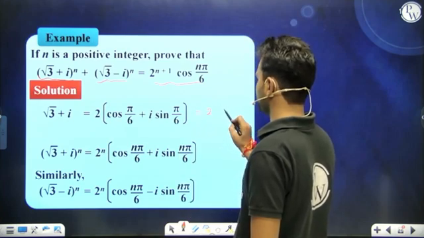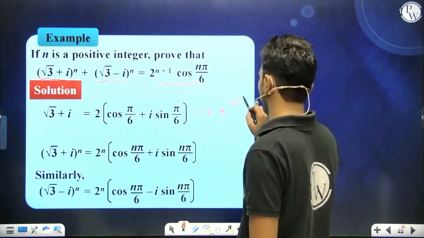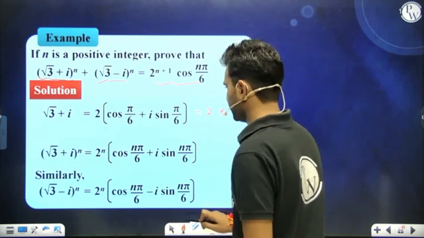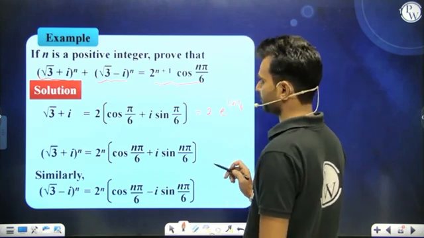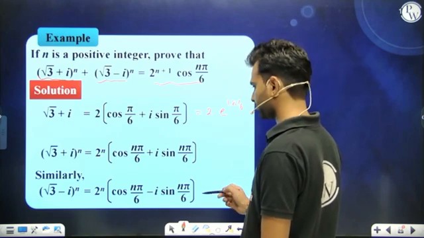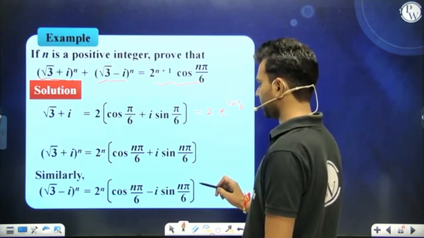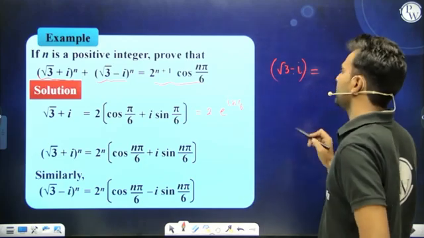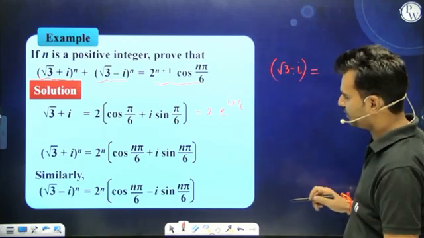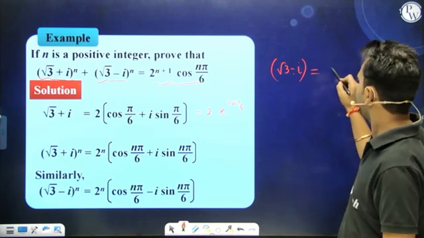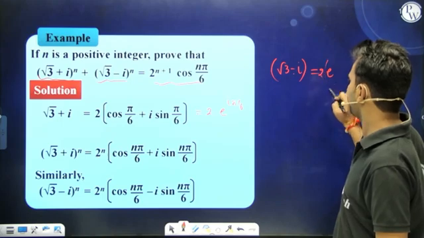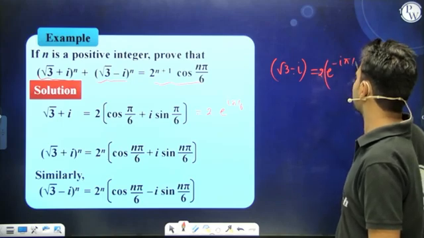Or 2 times e to the power iπ by 6, the whole power? Yes, we can write it like this. And similarly, if we talk about this √3 − i, it can be rewritten as 2 times e to the power minus iπ by 6.